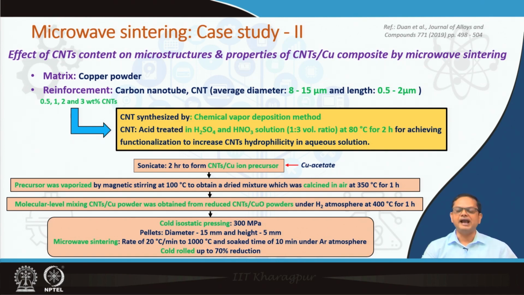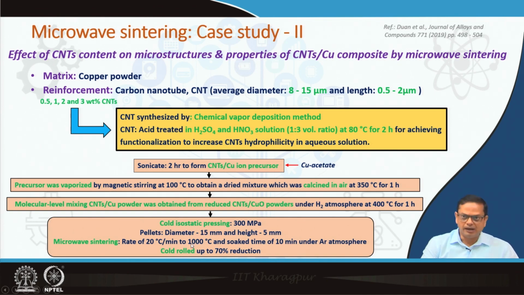So, now you have a nicely mixed CNT Cu powder mixture, and it will be subjected to cold isostatic pressing. A green compact will be made at a very high pressure, around 300 MPa, and then this green compact, or cold isostatically pressed compact, will be subjected to microwave sintering. And after doing microwave sintering, to further improve the densification, cold rolling has been carried out.